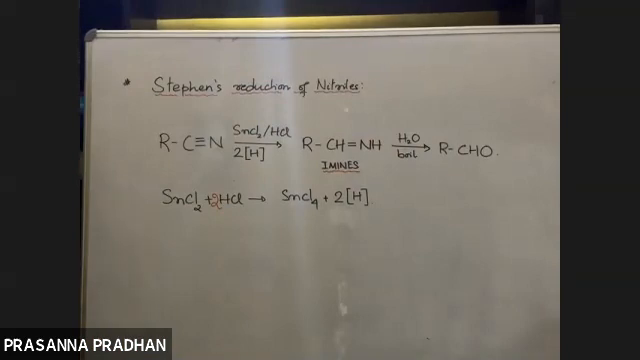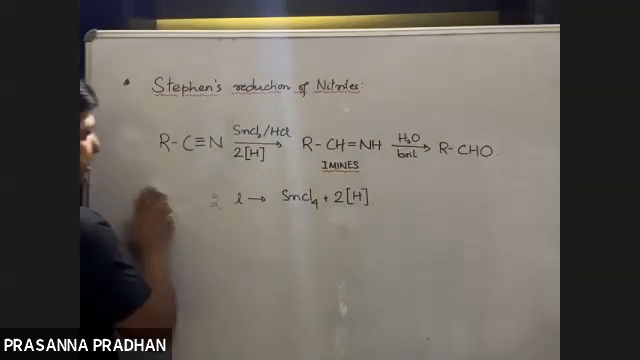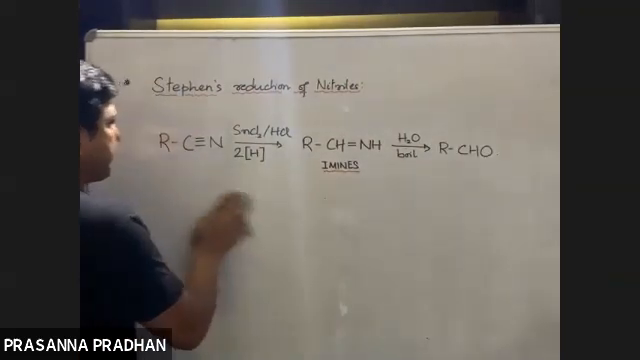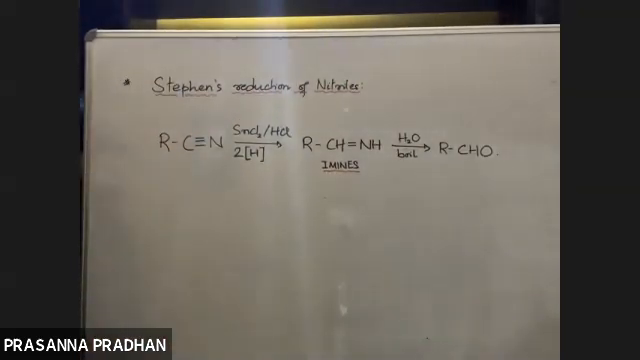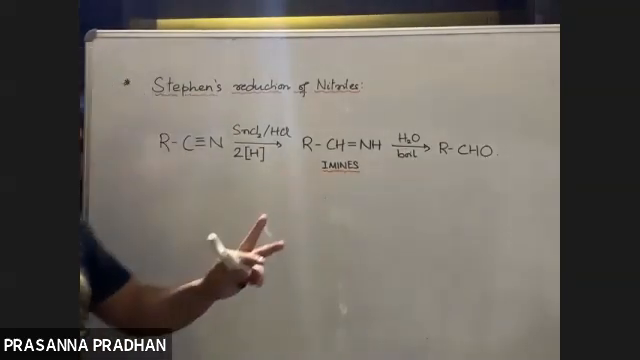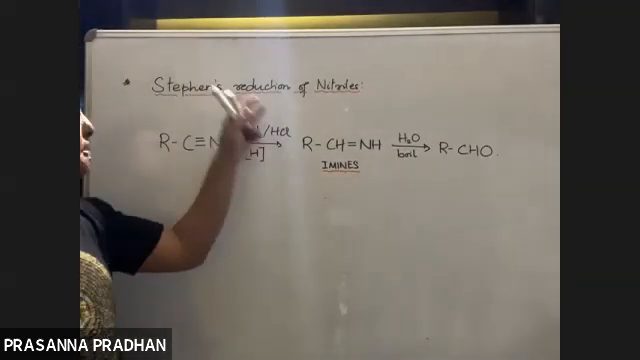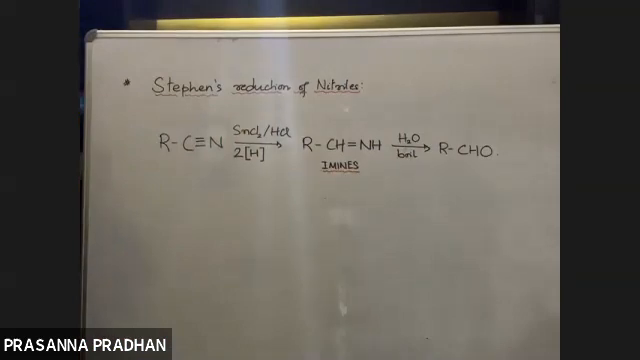So this reaction actually occurs in 2 steps. Okay, fine. So what is Stephen's reduction? The reduction of nitriles to aldehydes using SnCl2 and HCl is known as Stephen's reduction.